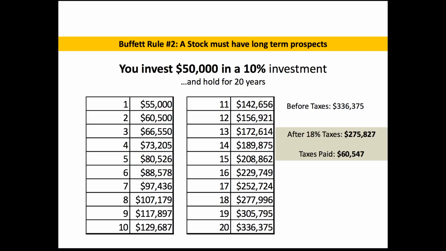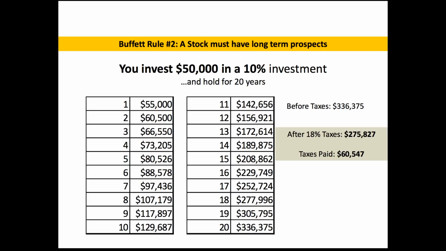So whenever we arrive at the 20-year mark, you can see we end up with $336,375. Let's assume that we sold it right at the 20-year mark, and we're also going to assume that we're in that highest tax bracket. In the highest tax bracket, we would owe 18% in taxes after we held that security for 20 years. So after the 18% in taxes, the number that we came up with goes down to $275,827.